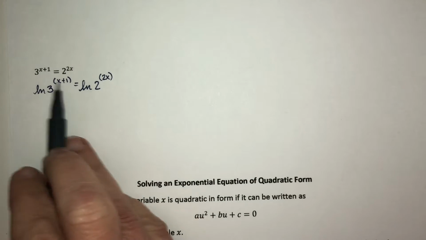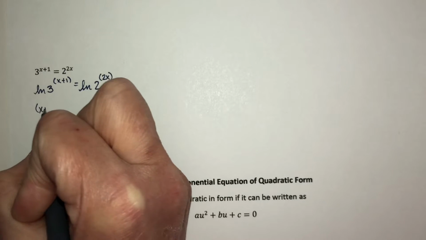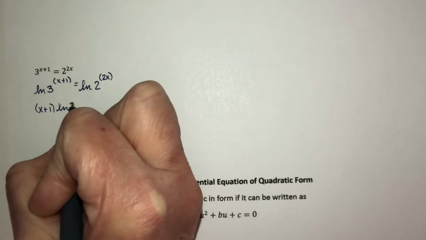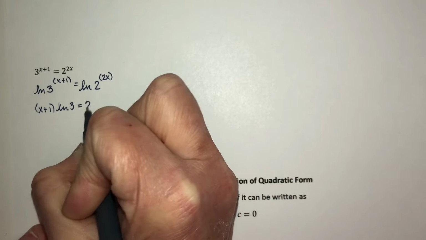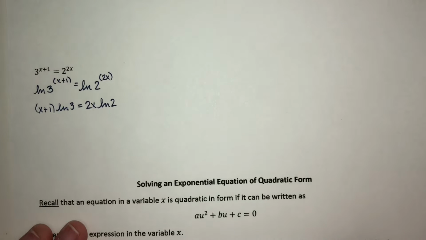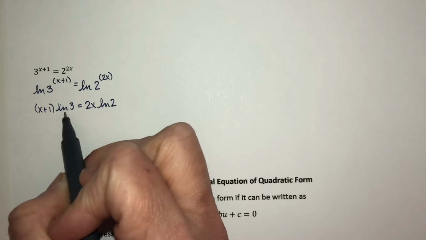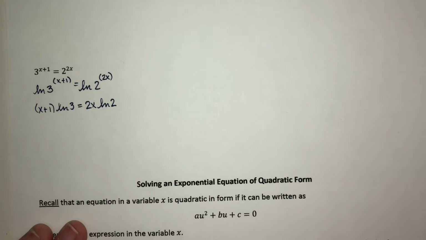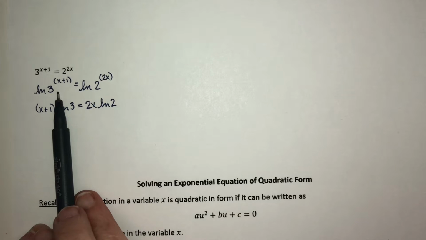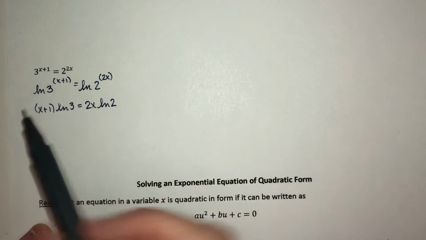Now we use our power rules to move these exponents in front of the logarithms. So I have x plus 1 times natural log of 3 is equal to 2x natural log of 2. Now, natural log of 3 is just a number. It's ugly, but it is just a number. And if you get stuck here, ask yourself, what would you do if it were just a 3? If it were just 3, none of you would have any issue. You would just distribute. We're going to do the same thing here.